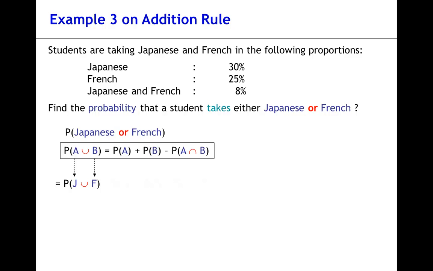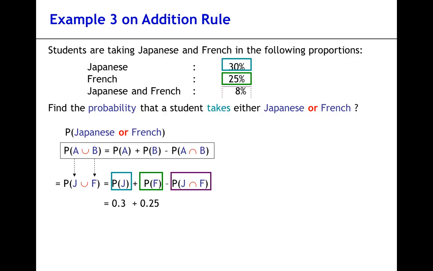That gives us this. P of J is equal to 0.3. P of F is equal to 0.25. And P of J intersect F is equal to 0.08. And that evaluates to 0.47.